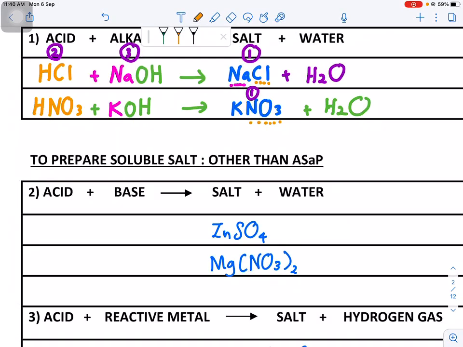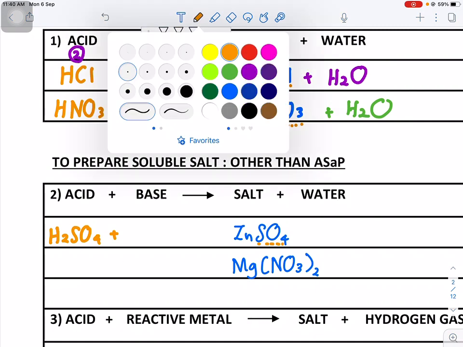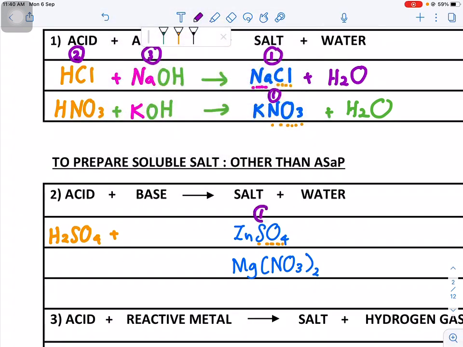So zinc sulfate, meaning that the acid here is sulfuric acid, H2SO4. This is the acid based on the salt. And then kita ada satu lagi yang kita tak pakai, which is zinc. Now you need to turn zinc into base. What is base? Base can be metal oxide or metal hydroxide. So zinc is the metal. You just combine dengan oxide, dapatlah base, zinc oxide. You tak nak zinc oxide, you boleh pakai zinc hydroxide. It's also a base.